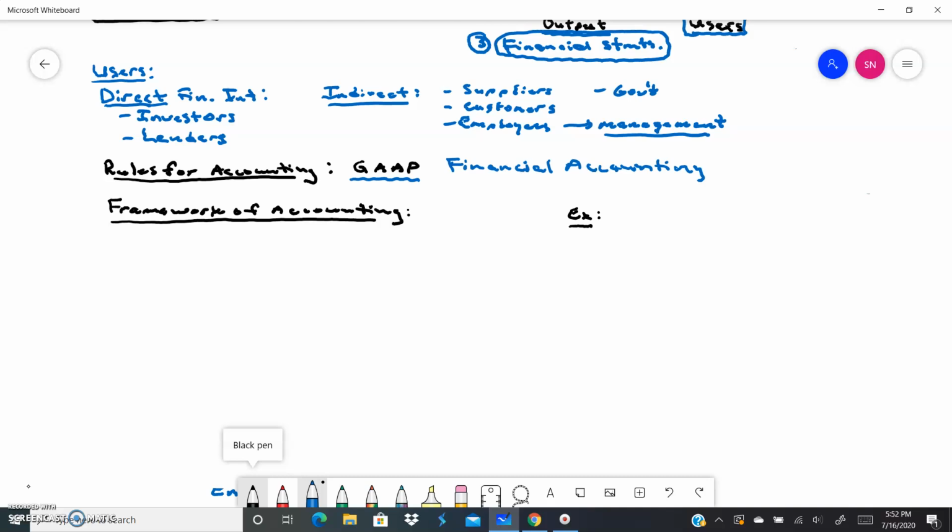So I think what we'll do is stop here, and we'll come back in the next part, and we'll talk about what the framework of accounting is. We'll talk about the accounting equation and just look at a simple example that helps to explain that.